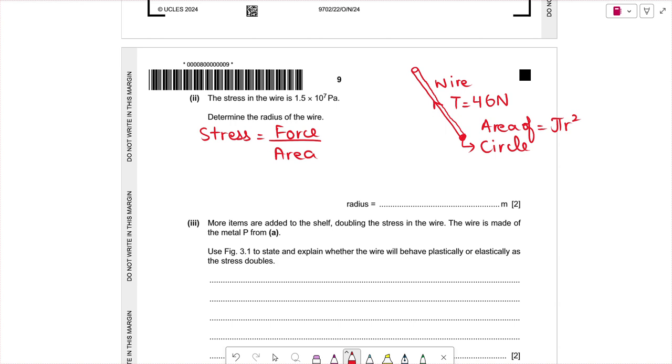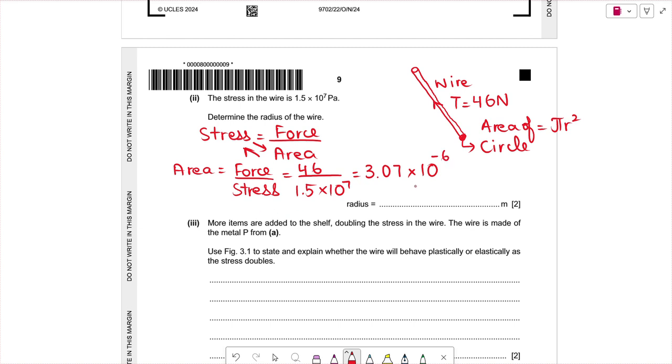So we want to find the radius of the wire, right? So let's swap the places of stress and area. Area is equal to force over stress. So we can calculate the area first and then later equate it to pi r squared and calculate the radius. So force is 46 and the stress is 1.5 into 10 to the power of 7. So we get 46 divided by 1.5 into 10 to the power of 7, which gives 3.07 into 10 to the power of minus 6.